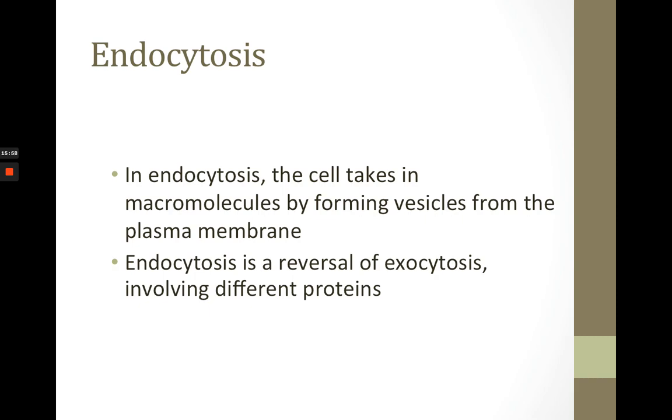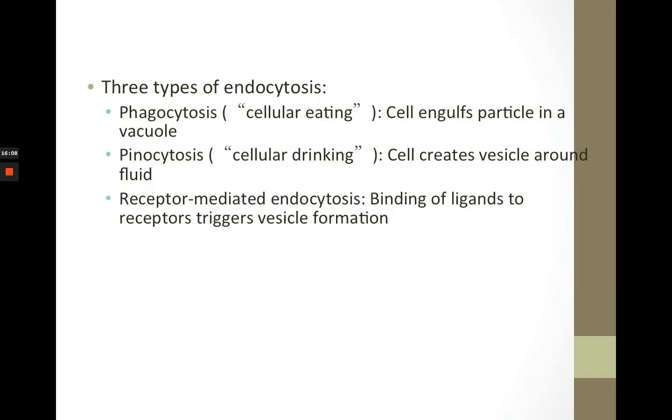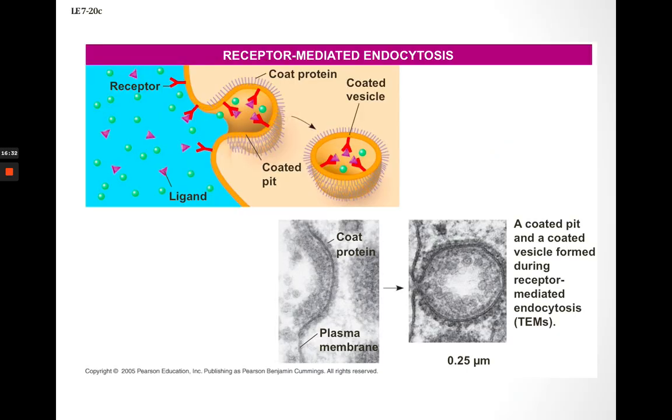Endocytosis is when the cell takes in macromolecules by forming vesicles from the plasma membrane. Endocytosis is the reversal of exocytosis involving different proteins. So we've got three types of endocytosis. We've got phagocytosis, which is cellular eating. The cell engulfs particles into a vacuole. We've got pinocytosis, which is cell drinking. The cell creates vesicles around the fluid. And then we've got receptor-mediated endocytosis, which allows for the binding of ligands to receptors that are actually going to trigger vesicle formation. Okay? In all cases, we're creating these vesicles.